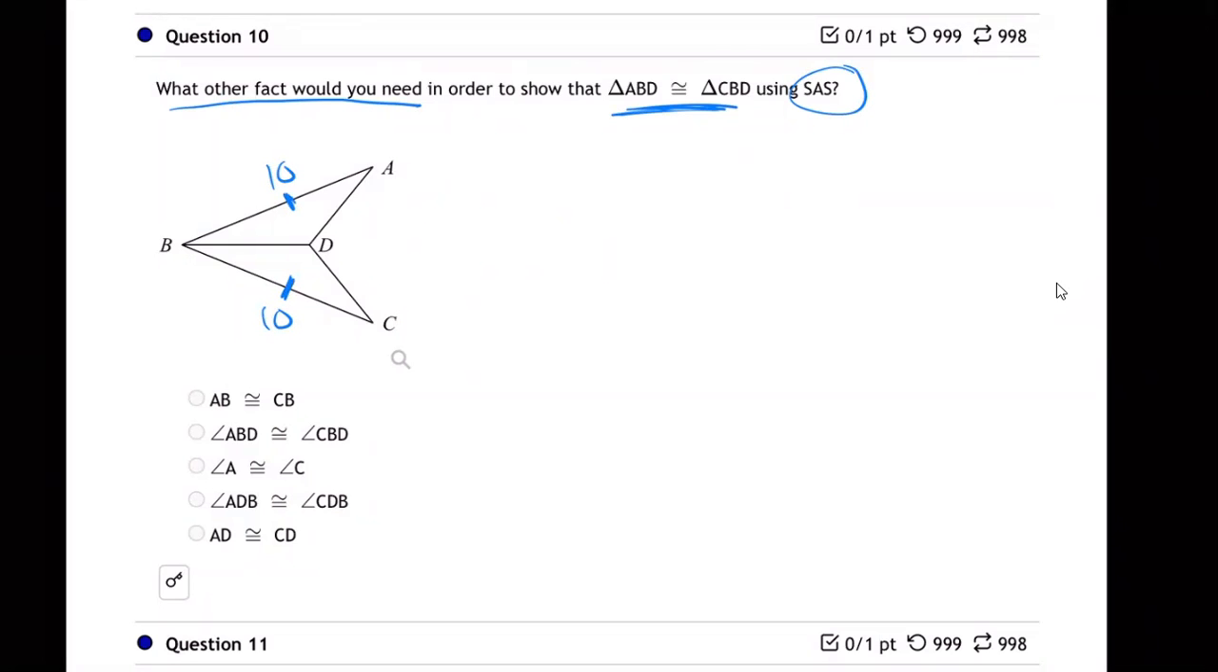And what else? Well, we know this side right here is the same as itself, whatever it is. Like maybe this is 6. Whatever it is, it's the same as itself, right? So it's 6. It's in both triangles. So if it's 6 long, then it's 6 in both triangles. So what else would we need now to prove by side angle side that the two triangles are identical?